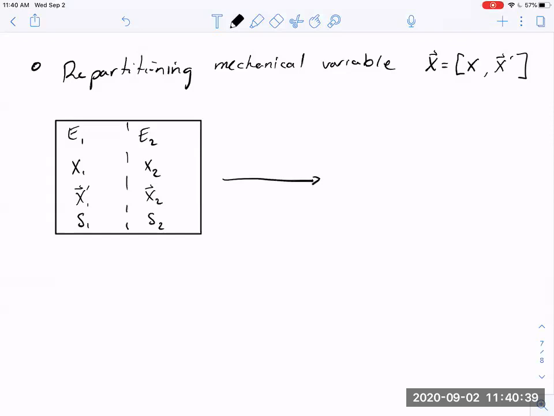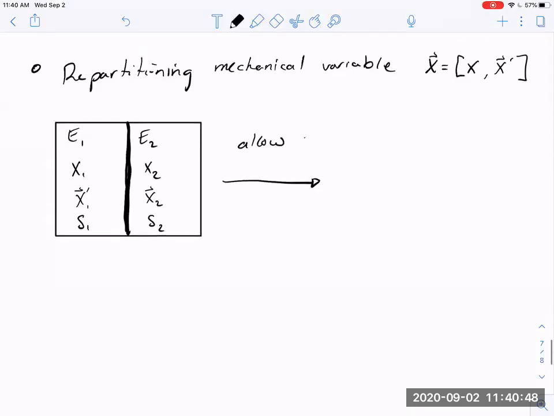Now let's allow, so initially block everything off, and allow heat or energy and that specific mechanical variable x to flow. So we can allow heat to flow by taking the insulation off that partition. We can allow x, say, the volume to flow by allowing that partition to move back and forth.